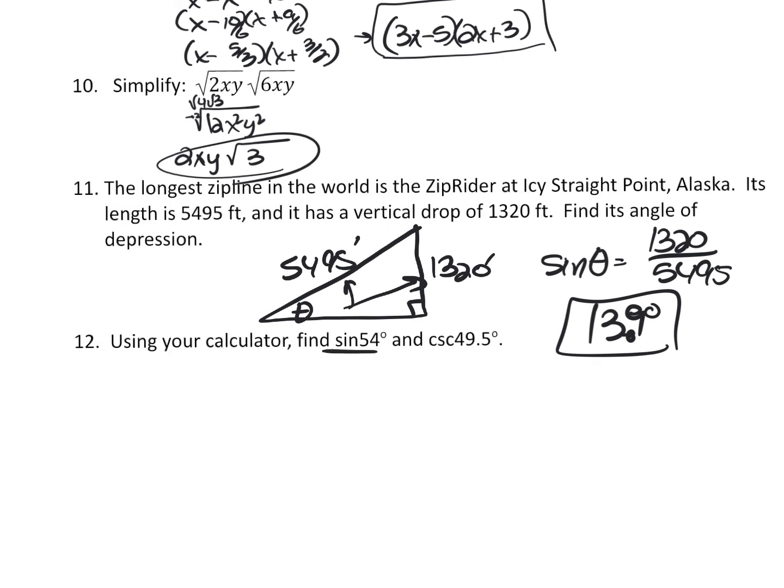Use your calculator to find sine 54. That's no big deal. I'll just punch in sine 54. Let's go 4 decimal places here. It looks like I'm getting 0.8090. I'm kind of in the dark here. I can't see it exactly right.